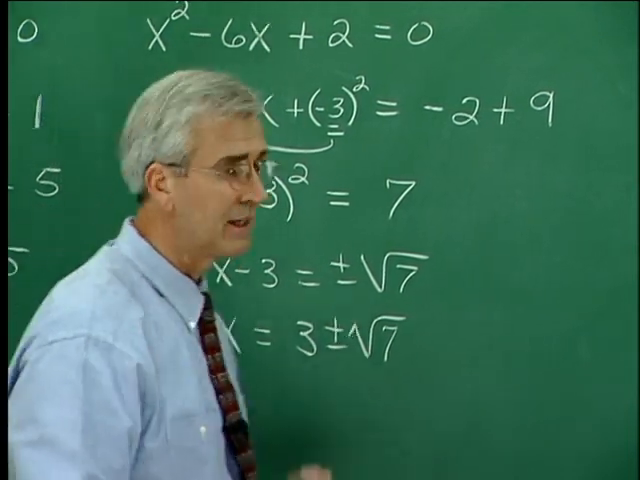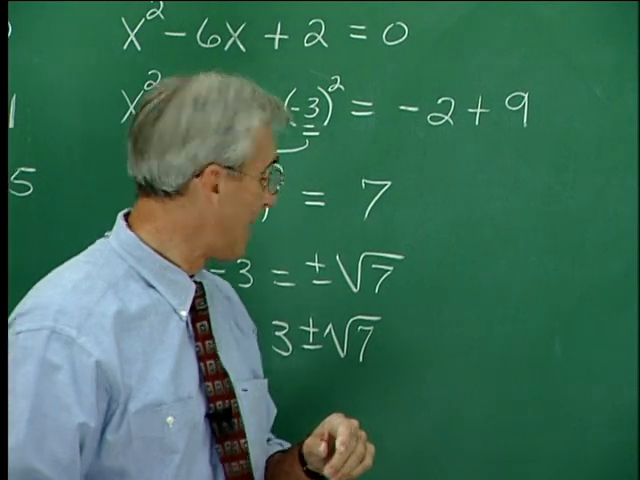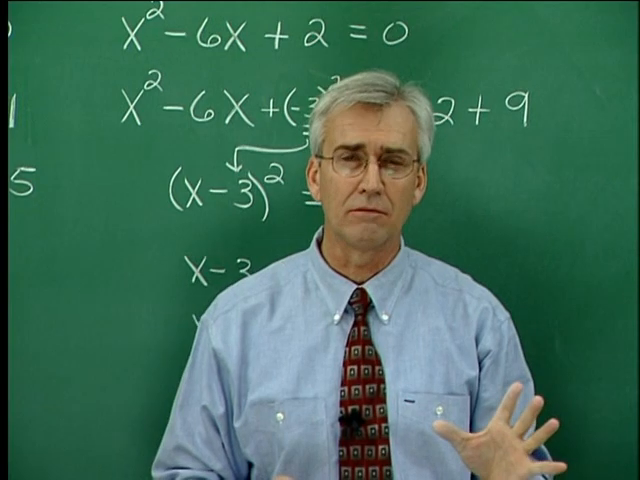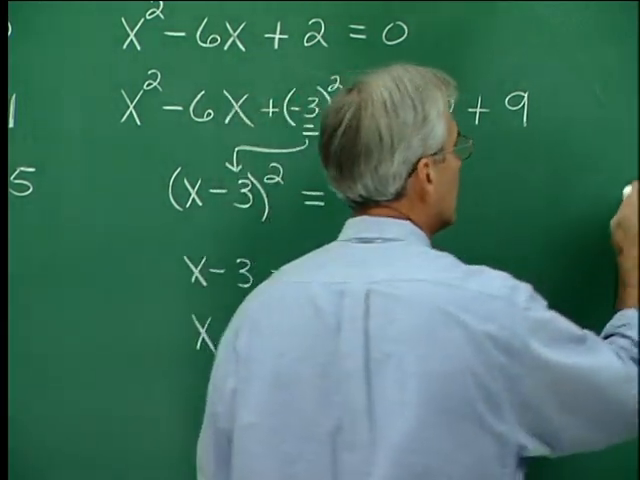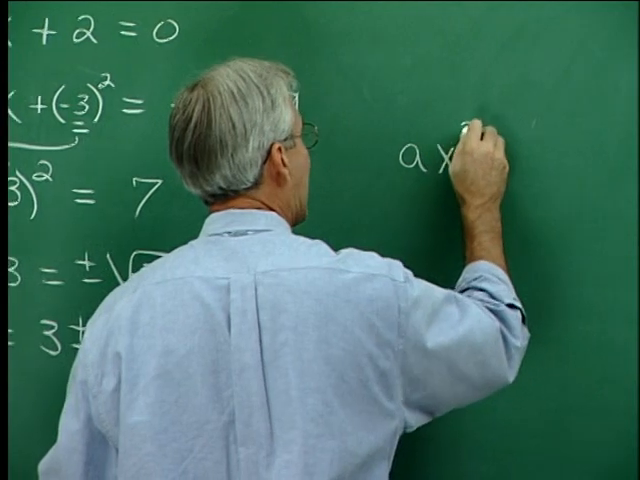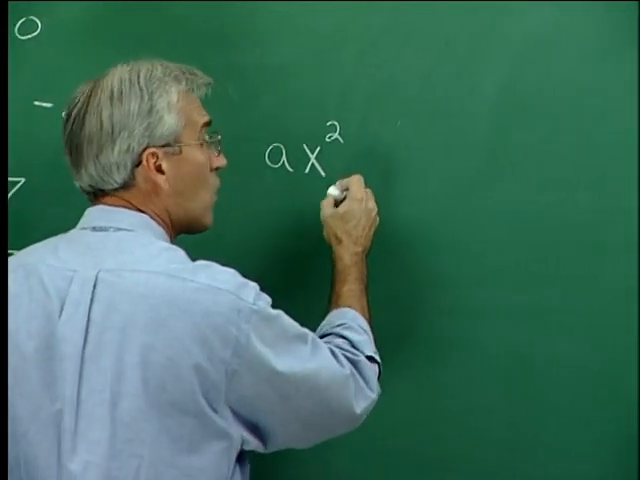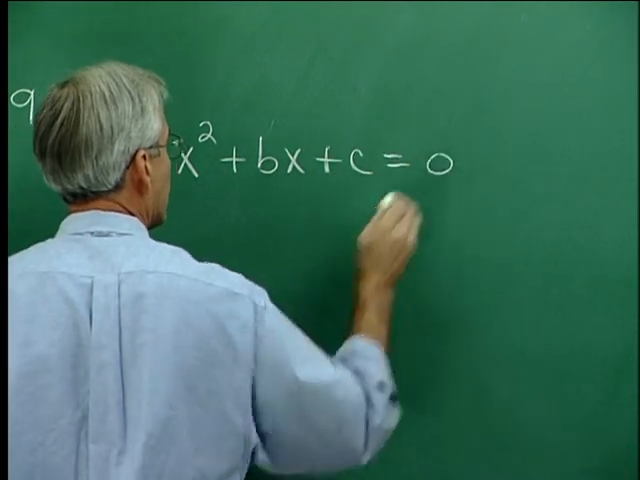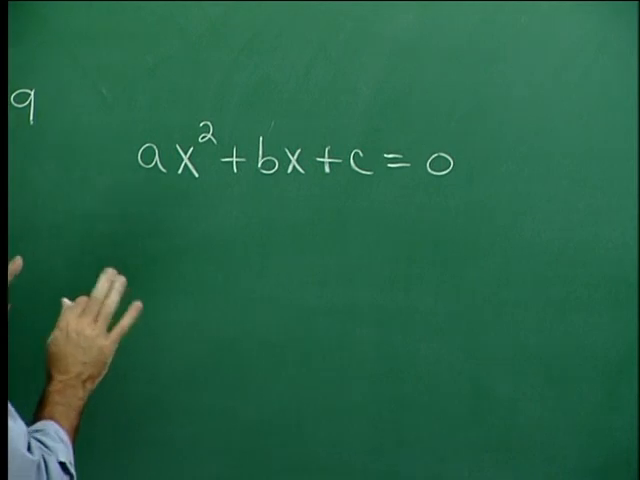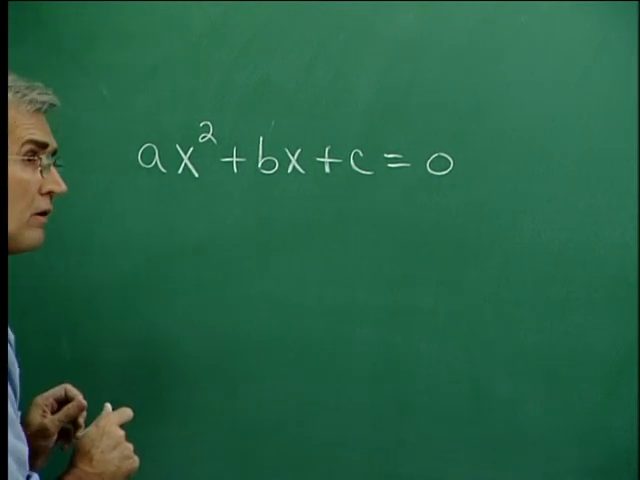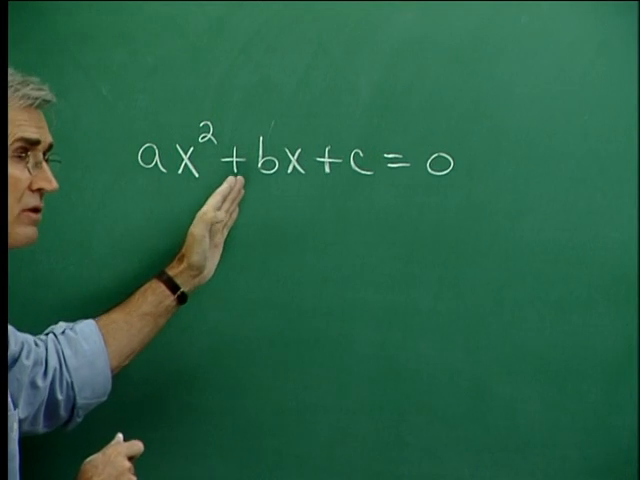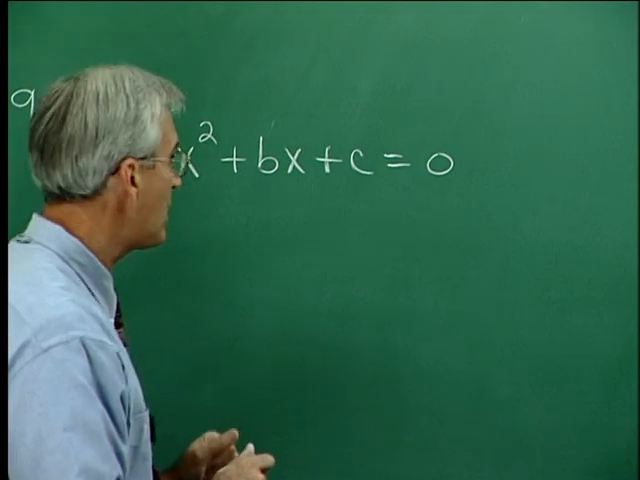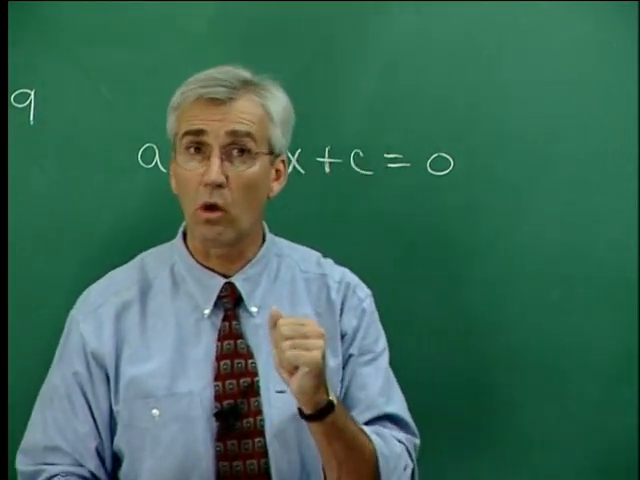Now, this method of solving quadratics can be applied generally. That is, what we can do is take a general form of the quadratic equation, ax squared plus bx plus c equals 0. And we can use the method of completing the square to solve this for x. And it gives us a formula for solving all quadratic equations. That formula is cleverly called the quadratic formula.